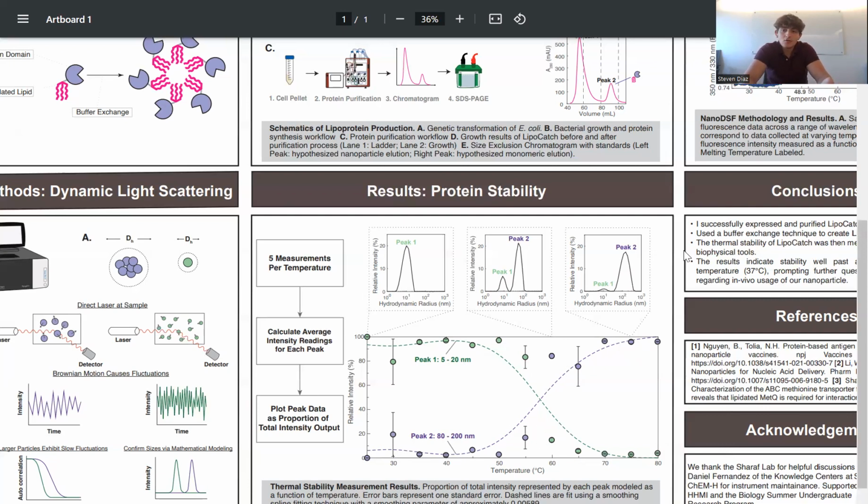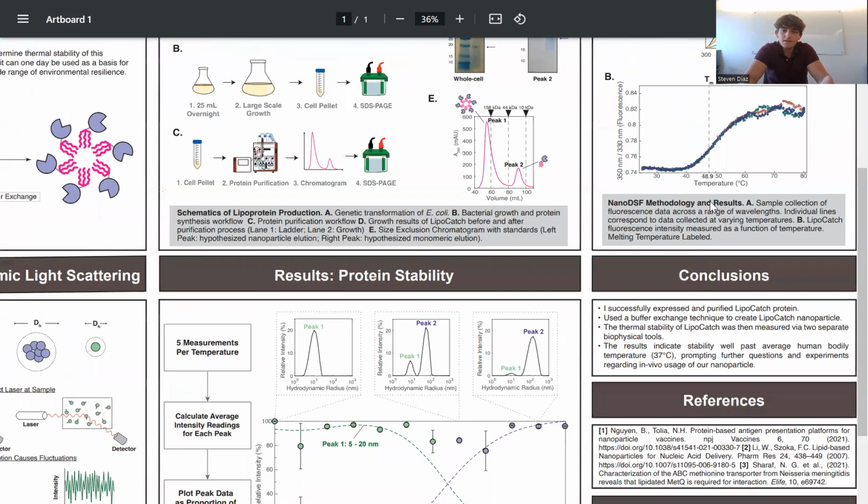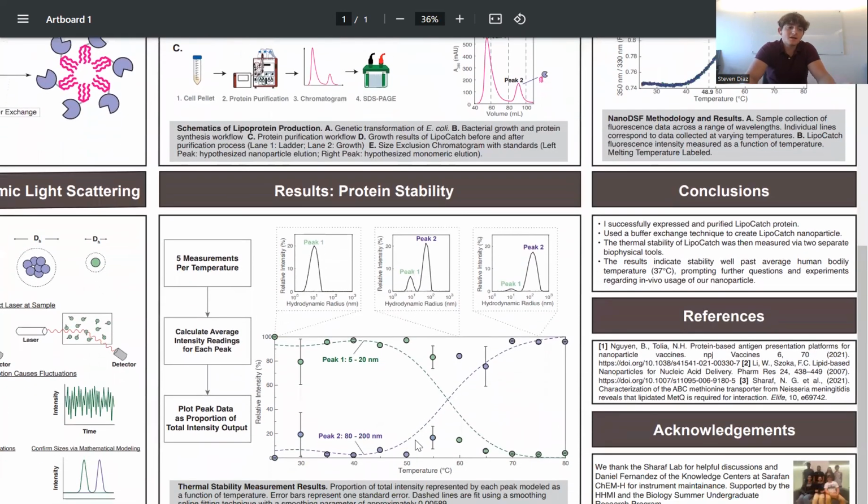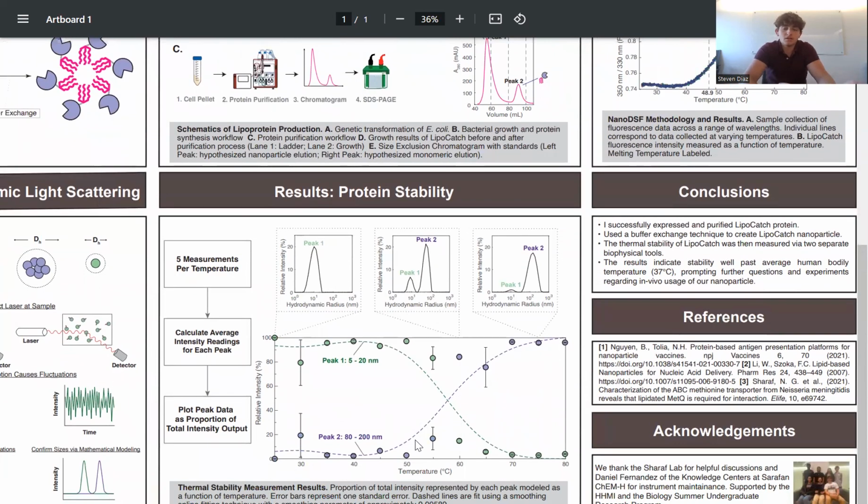Together, the nano-DSF data and the DLS data suggest that near body temperature, human body temperature, which is around 37 degrees Celsius, the sample composition remains relatively stable. So we'll be over here and we see peak 1 represents most of our protein in solution.